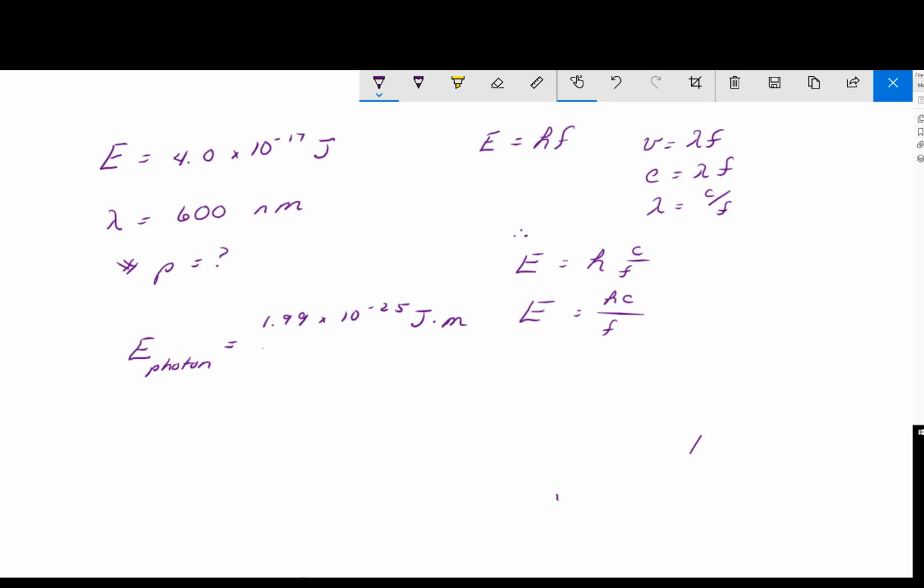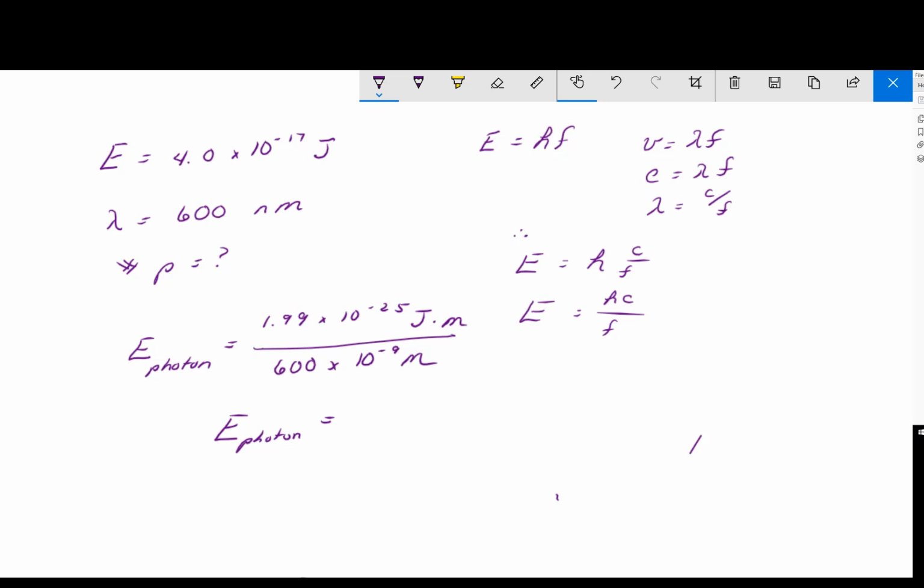All right, I've got all my givens down. E equals 4 times 10 to the minus 17th joules. That's how much energy our eye will respond to, the minimum. The wavelength of the light coming in is 600 nanometers, and I want to know how many photons that is. How many photons did it take to make my eye see? Over on the right-hand side, I have that E equals hf, v equals lambda f, but v is just c, so c equals lambda f, and rearranging it, lambda equals c over f.